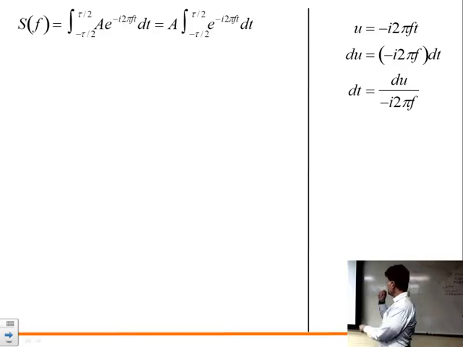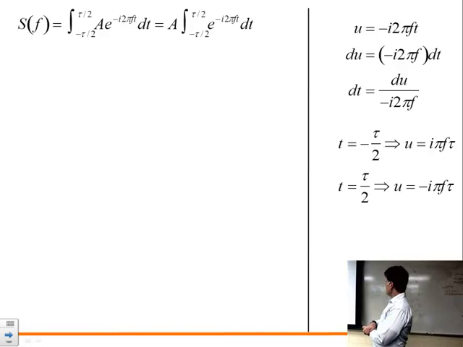And now I have to change the dt into a du. To do that, I take the derivative of u with respect to t and multiply both sides by dt, and the derivative is just minus i 2 pi f. So the t disappears. And so solving for dt is du over all of that, minus i 2 pi f. Okay, so standard linear change of variables. The fact that I have an imaginary constant in here, don't worry about it, it's fine.